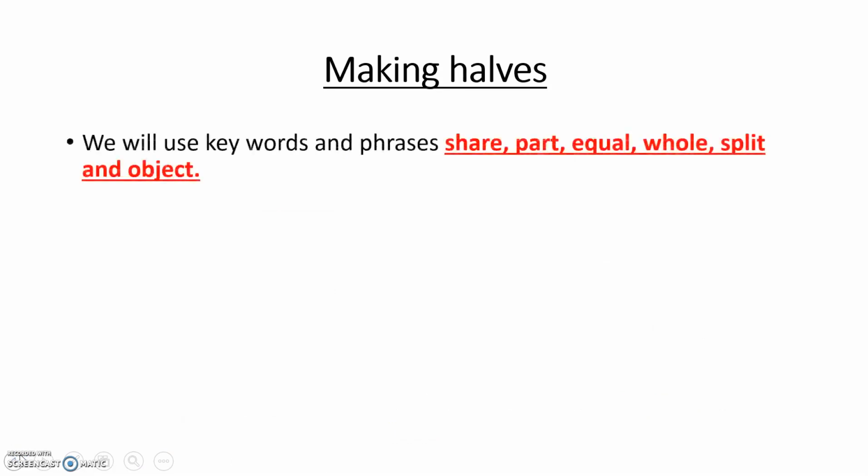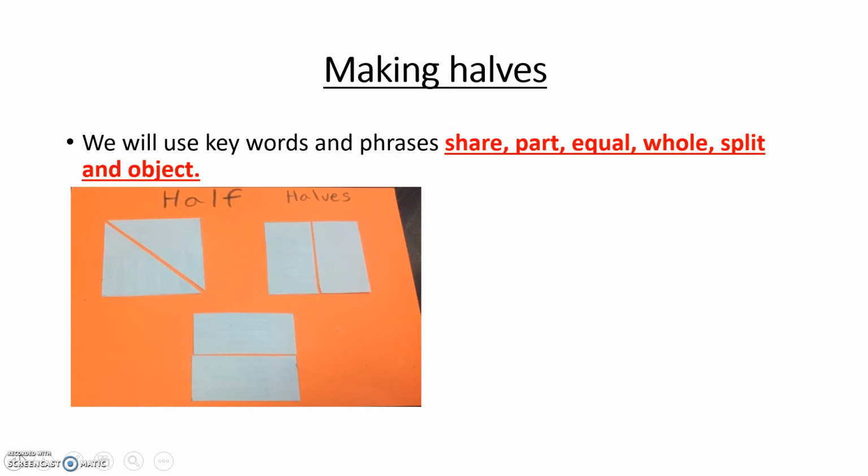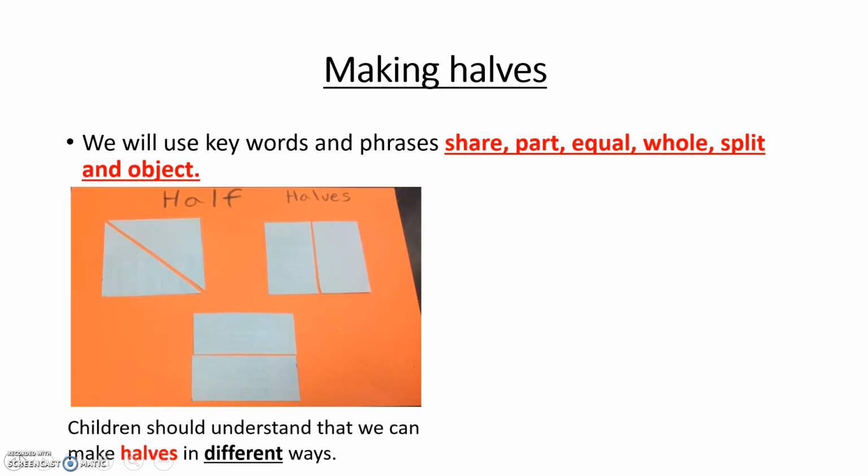Making halves. We will use keywords and phrases: share, part, equal, whole, split and object. Children should understand that we can make halves in different ways. All of these pieces of paper have been made into two halves, but they have all been folded and cut in different ways.